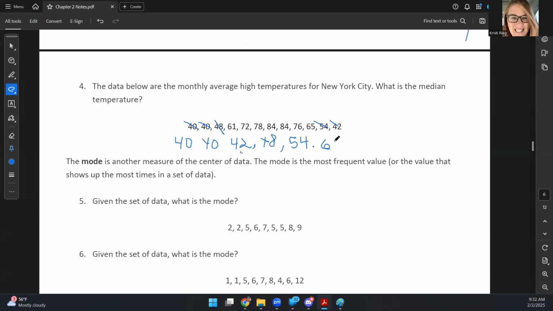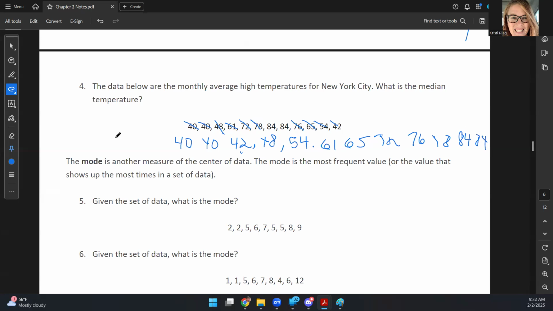61, 65, 72. Kind of tedious to write them in number order, especially when you're having trouble writing, but we'll get there. Okay, 76, just fast forward if you're already there. 76, 78, 84, 84. Good thing we don't need those messy numbers. They're not part of the answer.